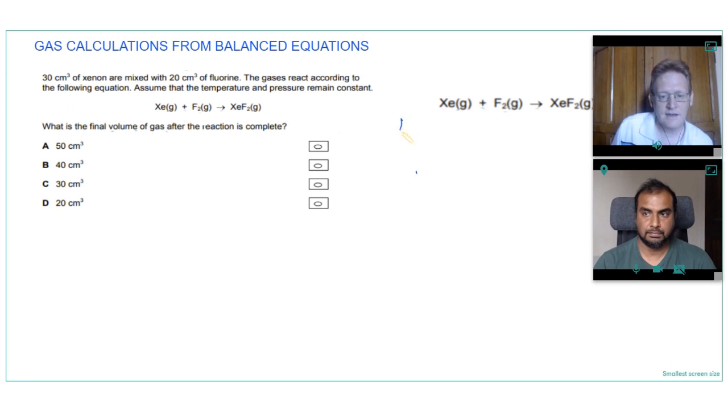So the I in ICE stands for initial. So we're looking at the initial volumes of gases. So we've got 30 centimeters cubed of xenon, 20 centimeters cubed of fluorine, and initially we've got nothing of the xenon fluoride.